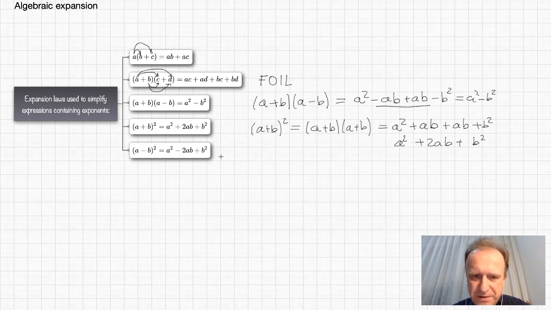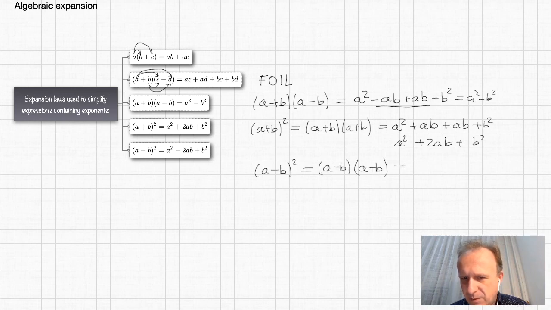Now the last one, it should be shown in the same way. If you have a minus b and you have to square it, it's the same as a minus b times a minus b. And what you do if you multiply this out is a times a is a squared, a times minus b is minus ab, minus b times a is minus ab, and minus b times minus b is plus b squared. And so you see you get a squared minus 2ab plus b squared. And that's it.